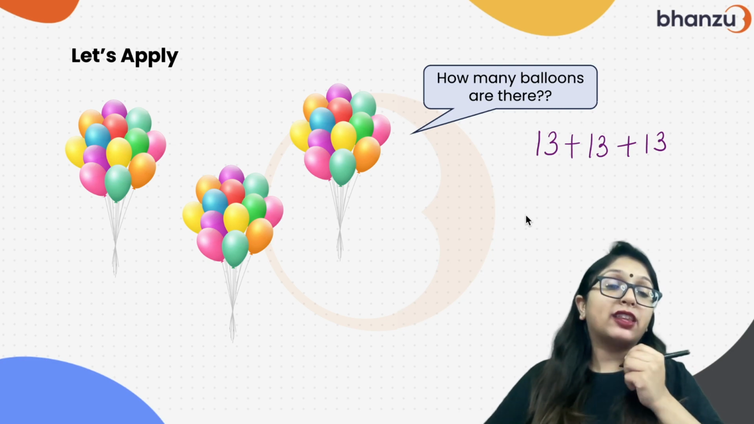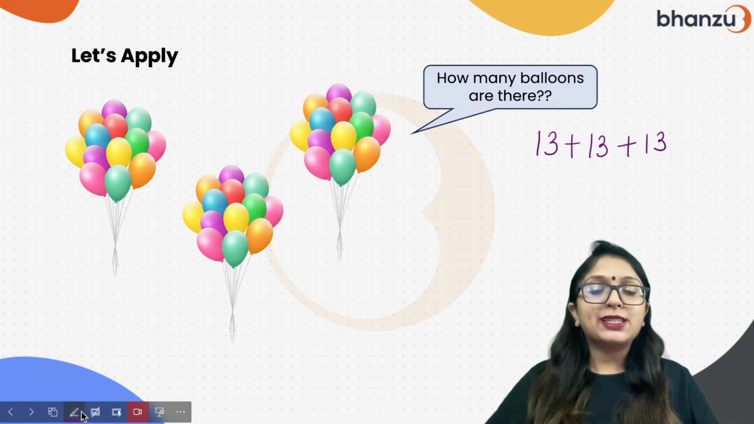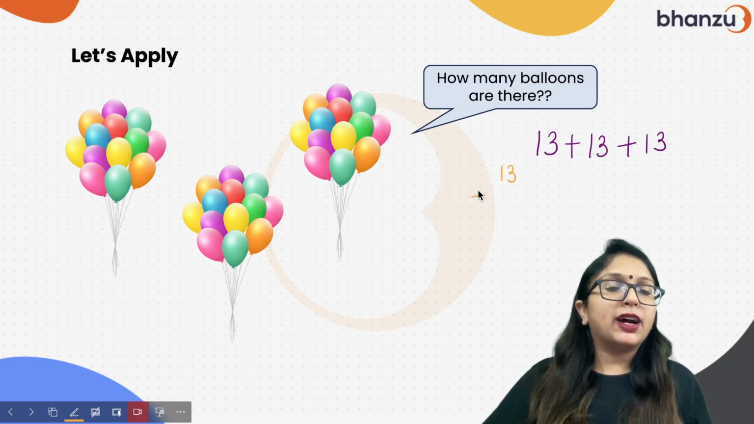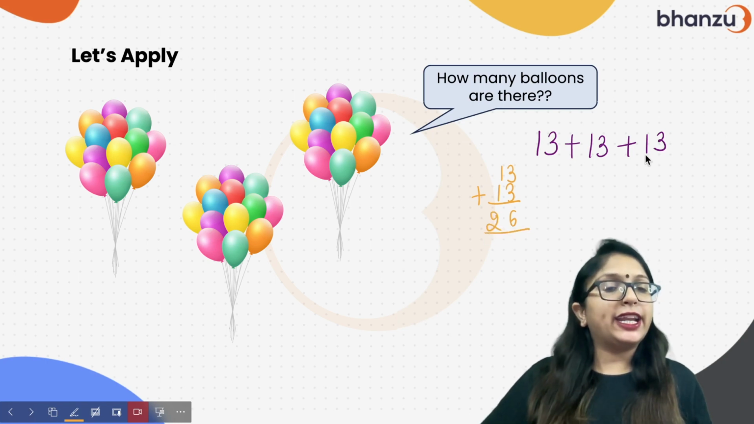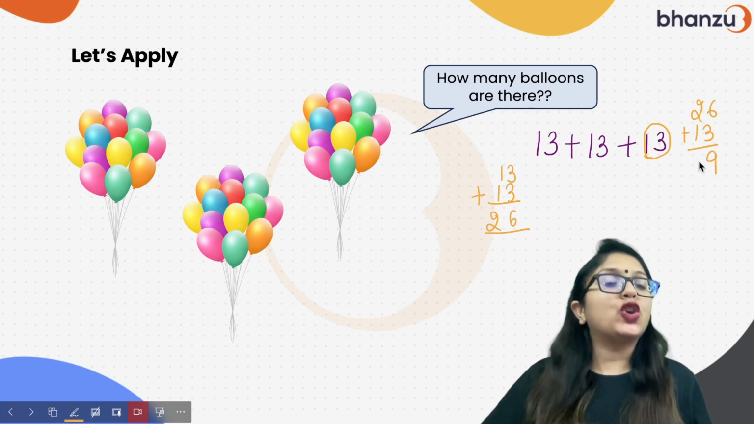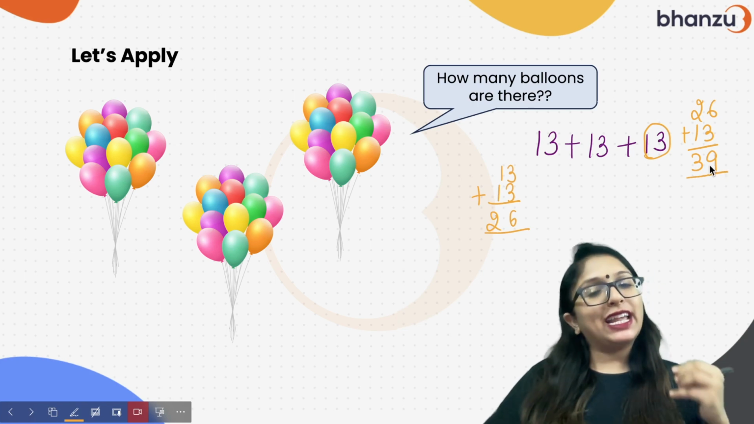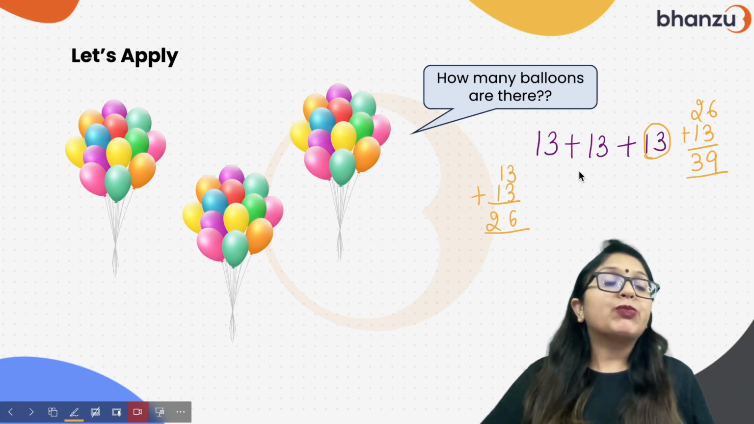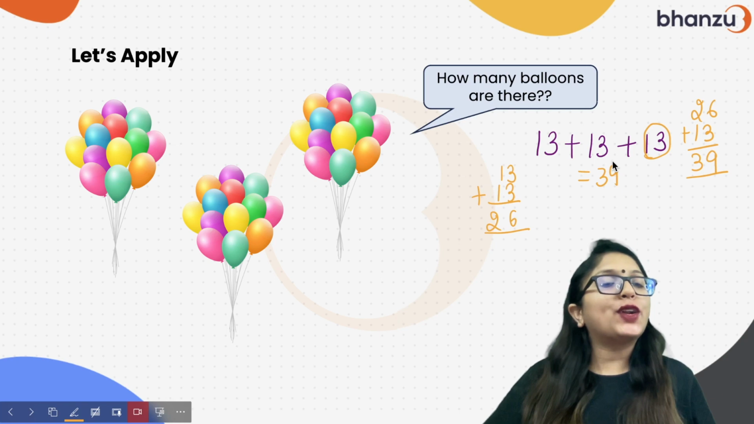Now we will have to add the numbers. Do you know how to add the numbers? Let me quickly teach you. Okay, so 13 plus 13. 3 plus 3 is 6. 1 plus 1 is 2. So this is 26. And then I need to add the next 13 also. So 26 plus 13 will be what? 6 plus 3 is 9. 2 plus 1 is 3. So we can tell easily that there are 39 balloons in total.